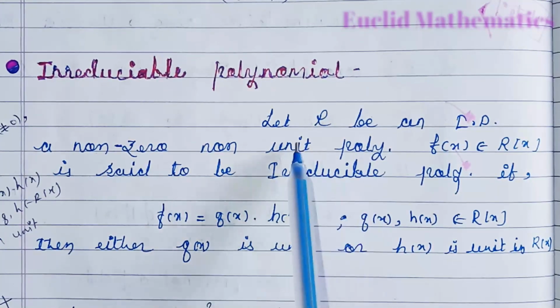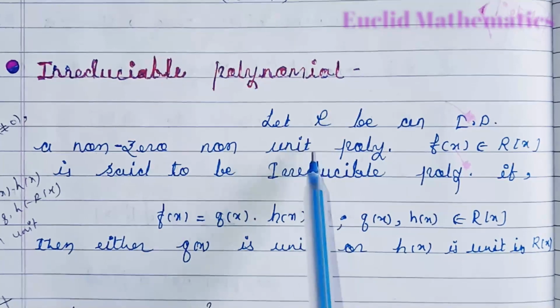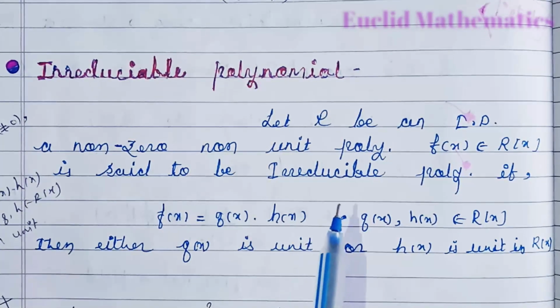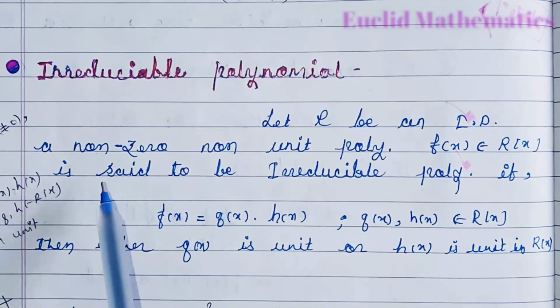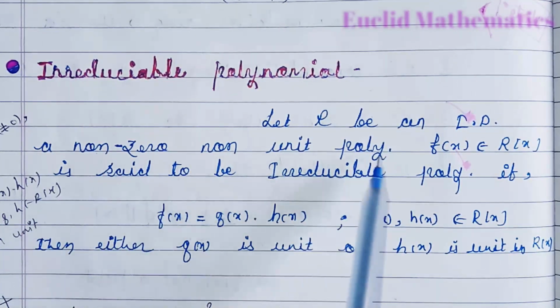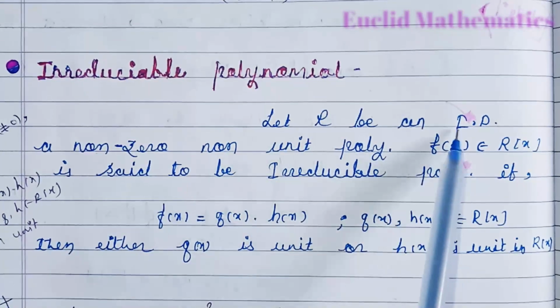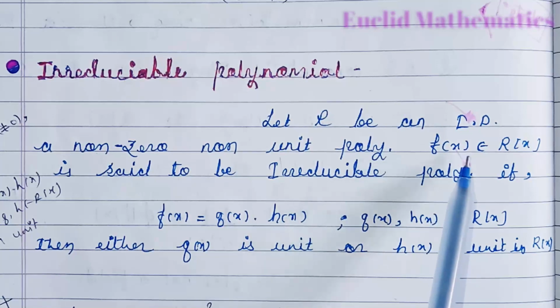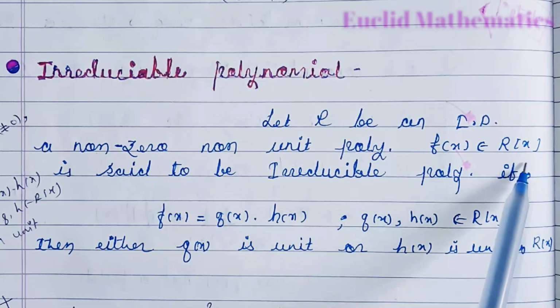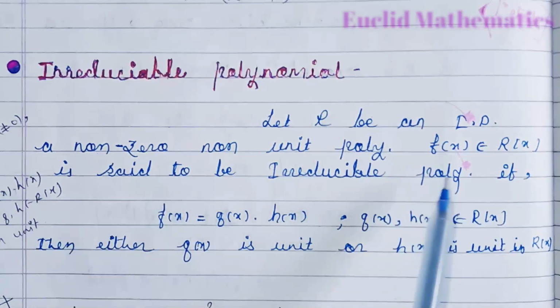Now R[x] is a ring of polynomials, or polynomial ring, which we learned in our previous video. If you want to know what is meant by polynomial ring, you can see my previous video. So here we have f(x), a non-zero non-unit polynomial which belongs to the polynomial ring R[x], and it is said to be an irreducible polynomial.